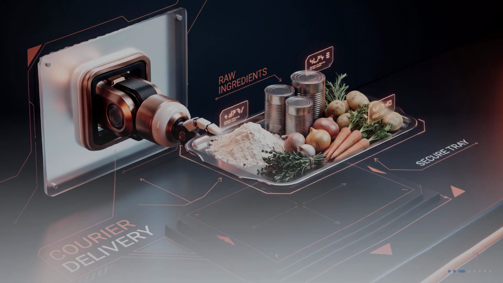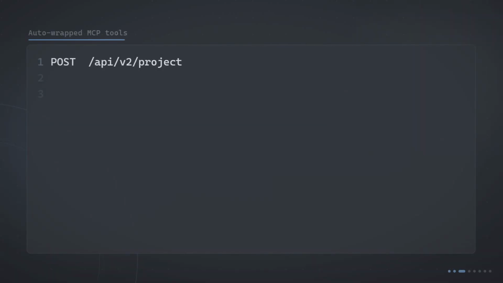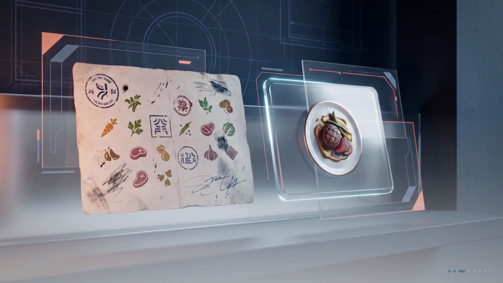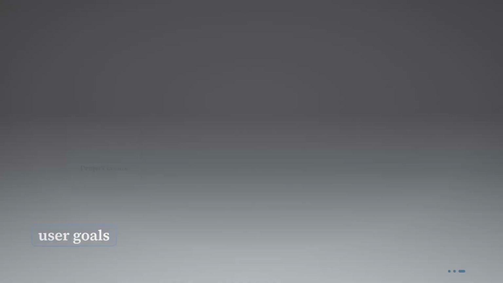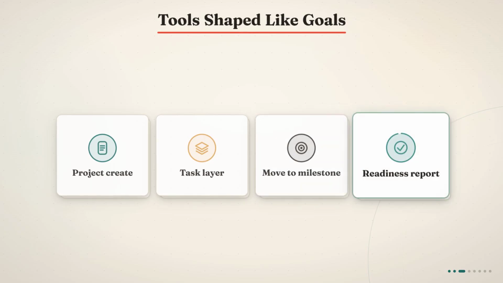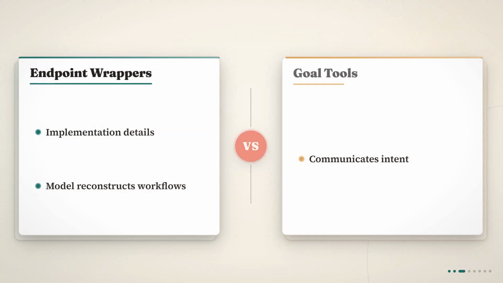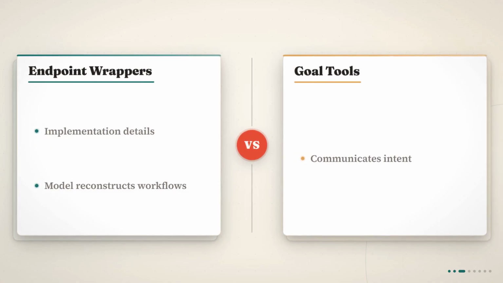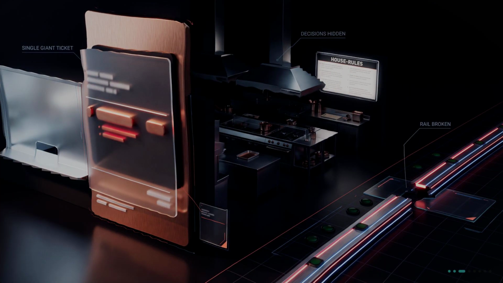But a door is only as good as its menu. Most MCP servers get generated by wrapping every REST endpoint, so the tickets read like raw ingredients. Post API v2 project, patch API v2 test ID, get API v2 search. Compare that with tools shaped like user goals. Project create, task assign, task move to milestone, release readiness report. One side forces the model to reconstruct your workflows from implementation details. The other communicates intent.